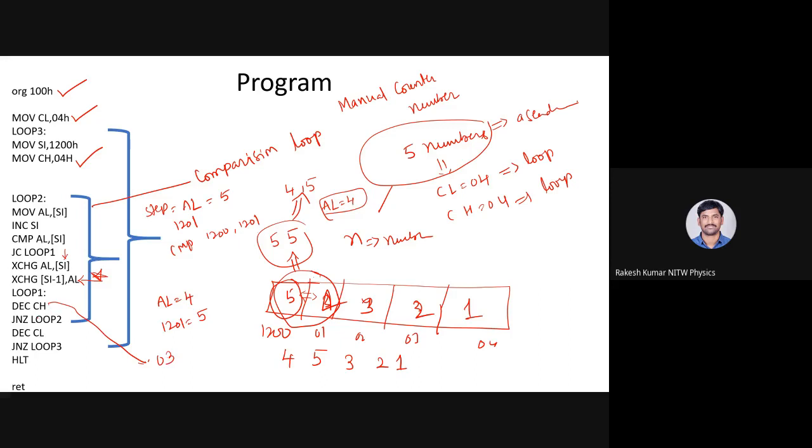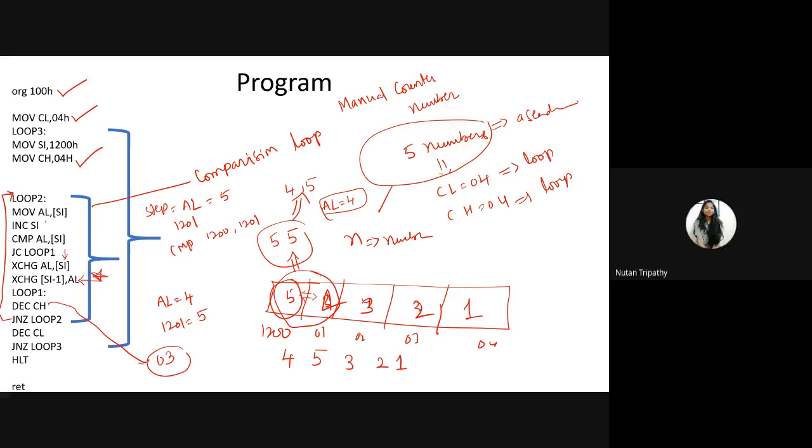Then what happens in the next instruction? JNZ loop 2. Tell me what happens at this place. If CH is not 0, it will jump to loop 2. Yeah. So here CH is not 0, it will jump to loop 2. Is this fine, all of you now?